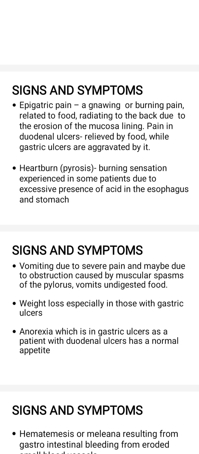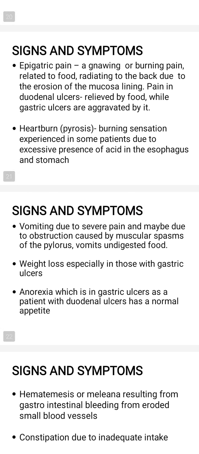Someone with a duodenal ulcer, if they had pain, when they eat, that pain will go away. But someone with a gastric ulcer is at risk of weight loss. Why? Because this person will be scared to eat. Whenever they eat, that's when they'll feel that pain. We have also got heartburn.